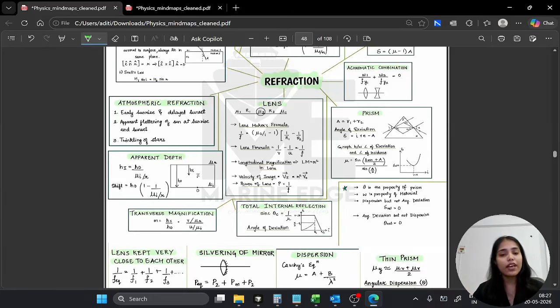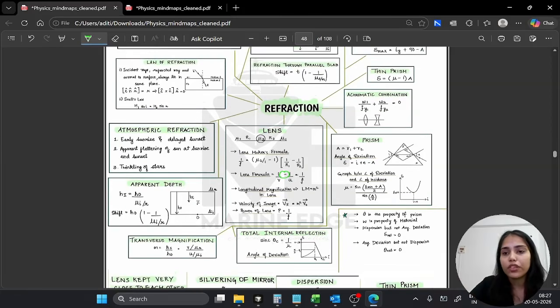Now, again we have the lens formula, 1 by v minus 1 by u is equal to 1 by f. Remember this negative sign here, subtraction. In the mirror formula, it was 1 by v plus 1 by u, okay? Now, the same scenario happens here also. We have the magnification, that is the ratio of image height to object height, okay? Moving forward.